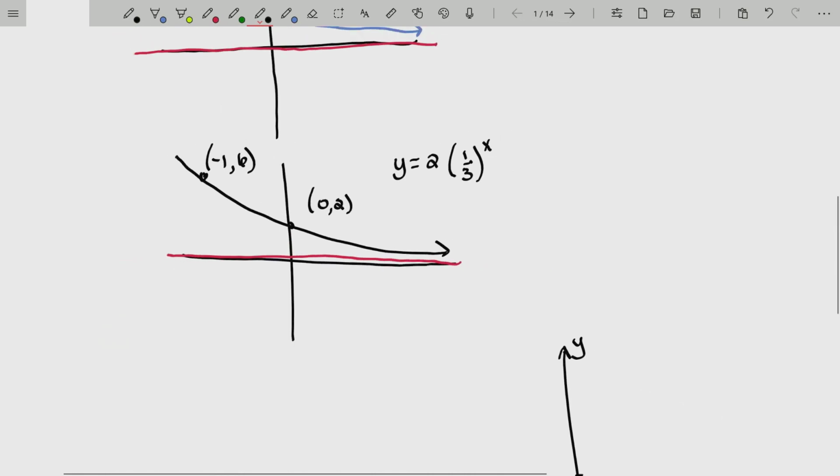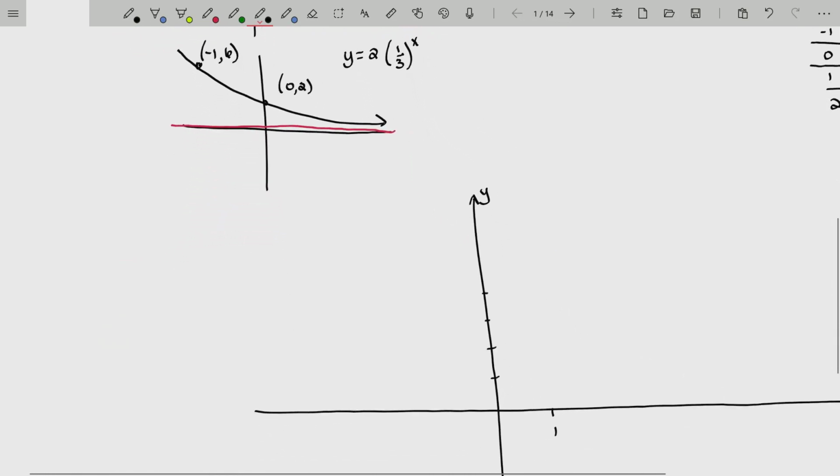So I have to choose my y scale appropriately here. I think what I'll do is I'll go by 2s. So I'll call this 2, 4, 6, 8, and 10. Just makes sense. Now our horizontal asymptote was originally at y equals 0. But again, that even lifts up by 4 steps. So I'm going to have a horizontal asymptote at y equals 4 instead of 0.